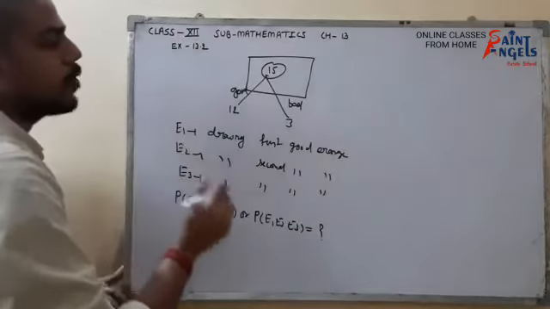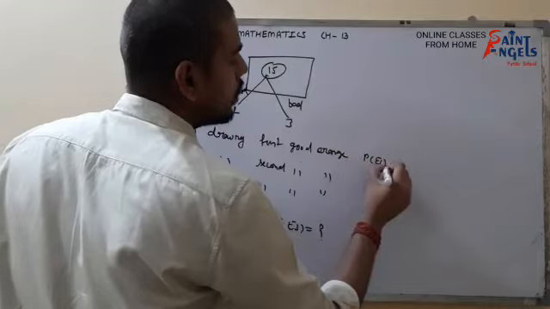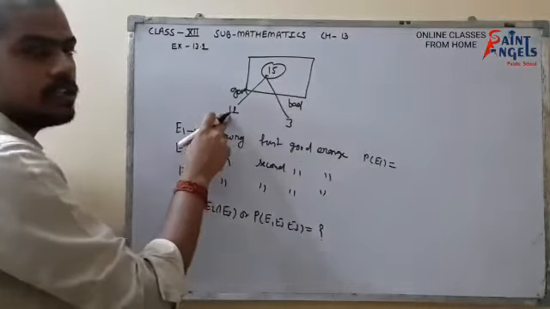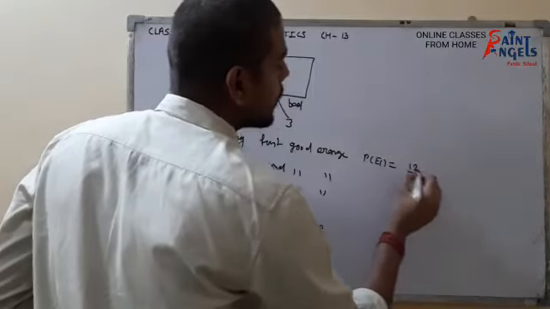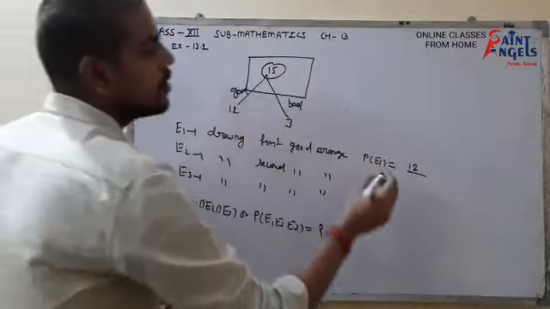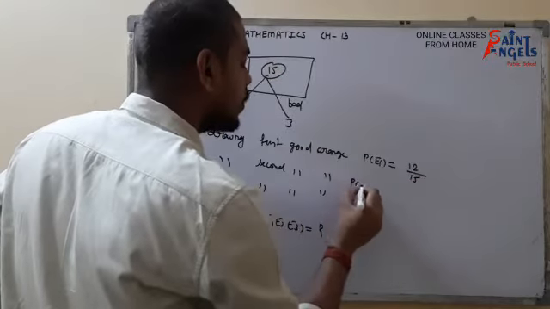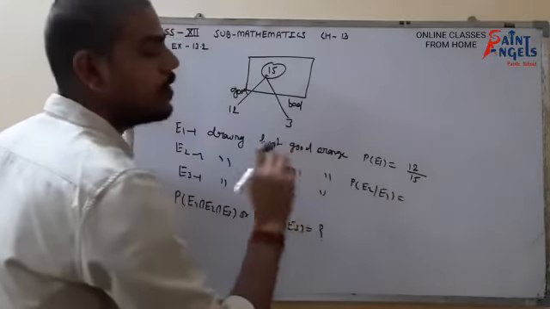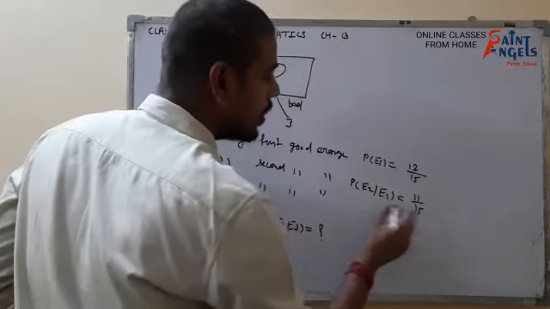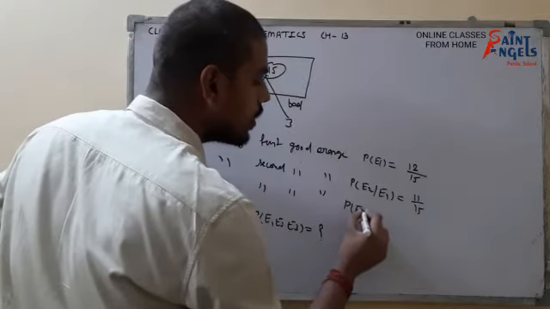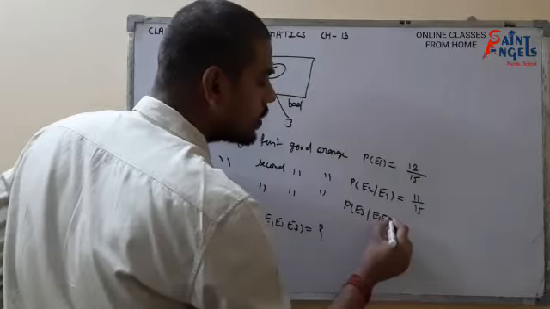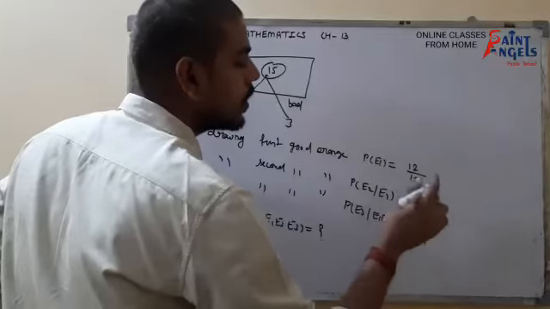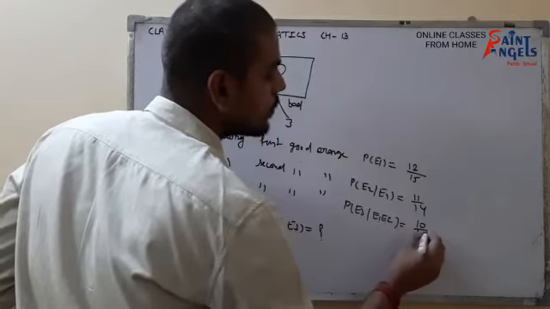Okay, now first of all find the probability of E1. So the probability of E1 equals drawing the first good orange. I have to pick a good orange. How many good oranges are there? 12. So 12, and how many total oranges are there? 15. So 12 by 15. Now find the probability of drawing a second good orange when already one orange is taken. So we are left with 11 good oranges upon 14. Now the probability of E3 when two good oranges have already been taken. So that will be equal to 10 by 13.